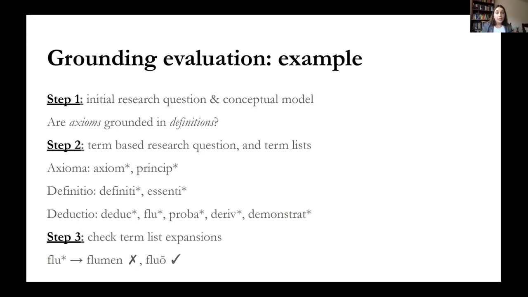In step three, we check all the ways in which these terms expand in the corpus and distinguish the relevant expansions from the irrelevant ones. For example, we will discard the expansion flumen as it is not relevant for our research question, but we will keep the expansion flow instead, as we are interested in passages in which axioms derive from or flow from definitions.